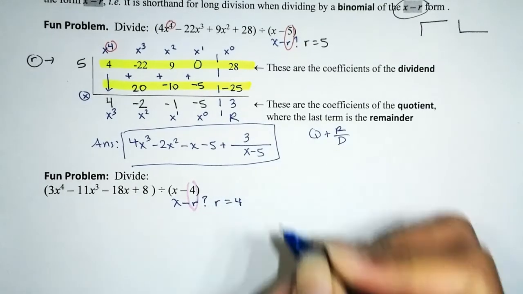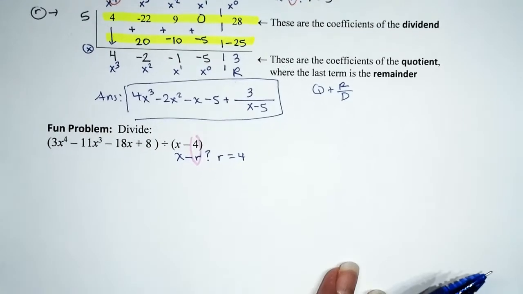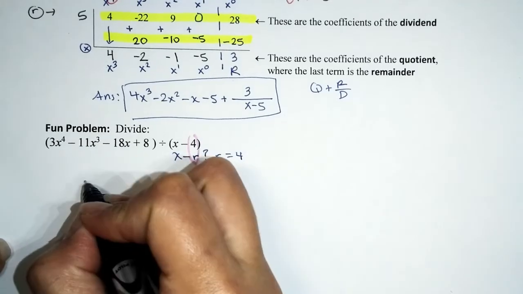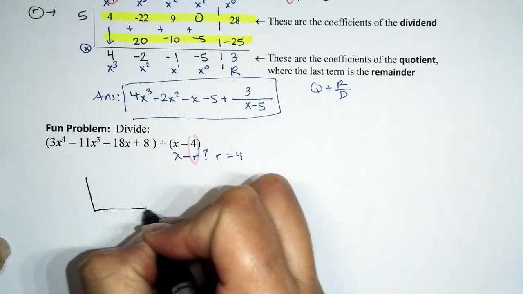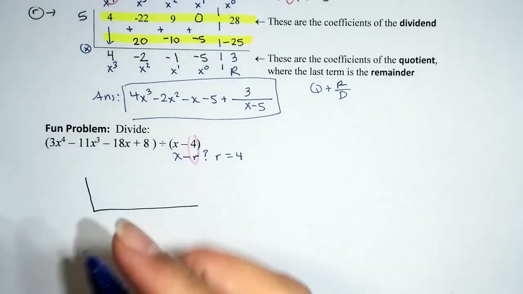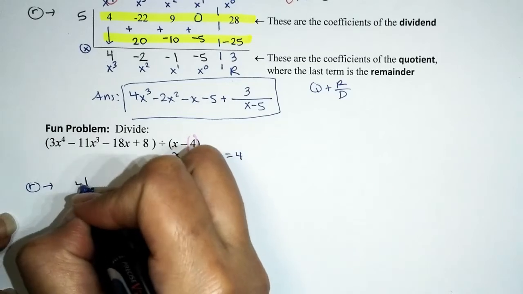So in this case, the number that follows the subtraction sign is 4, so the value of r is 4. So let's go ahead and prep this up for synthetic division. We're going to do our division box, which is just the upside down division symbol. Outside the division box, we're going to put the value of r. Value of r is 4.